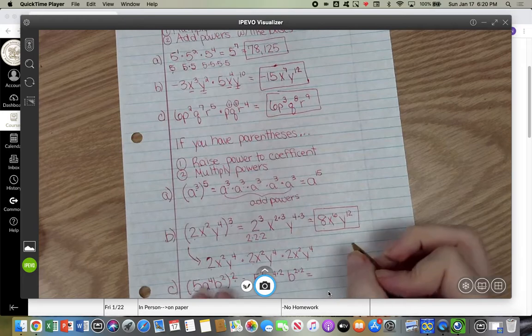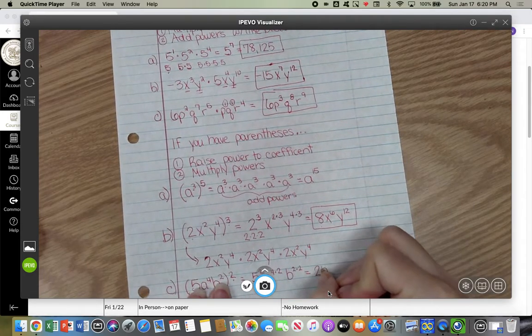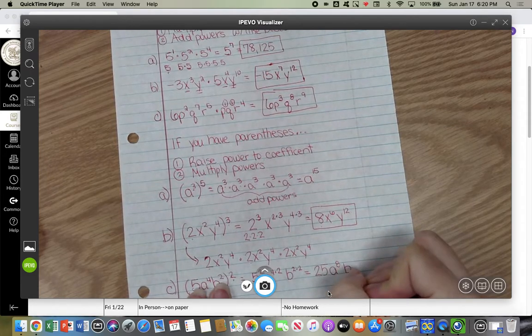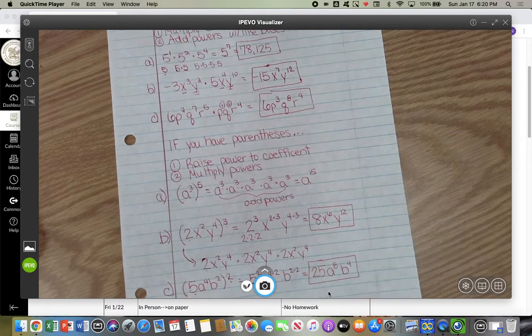So then we can evaluate 5 squared, which means 5 times 5, which is 25. Then we have a, 4 times 2 gives me 8, and b, 2 times 2 gives me b to the 4th. And that is how we simplify.